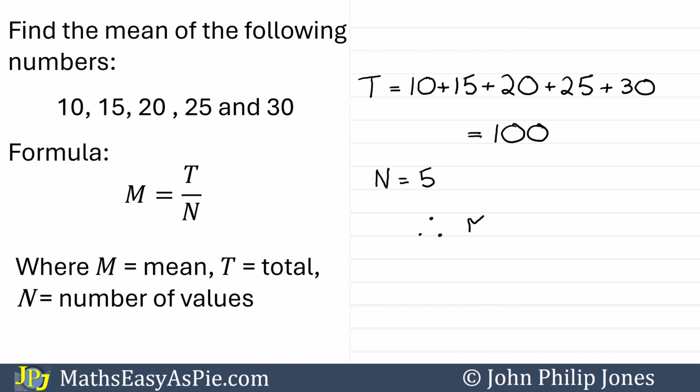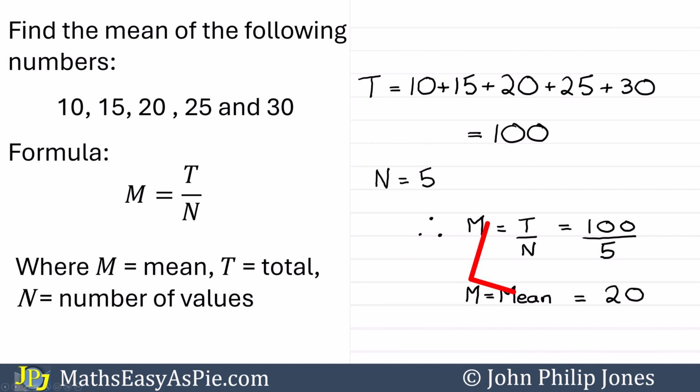Therefore, m, the mean, is equal to t divided by n. We worked out t to be 100 and n to be 5. Consequently, we know m is the mean, and this will give us 20, because 100 divided by 5 is 20.